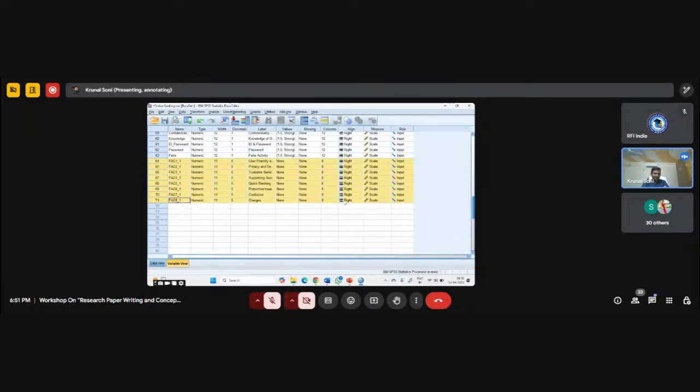So it's not a category. Clear? And it does not make any difference. So that is where it is going to be dependent and independent, right?